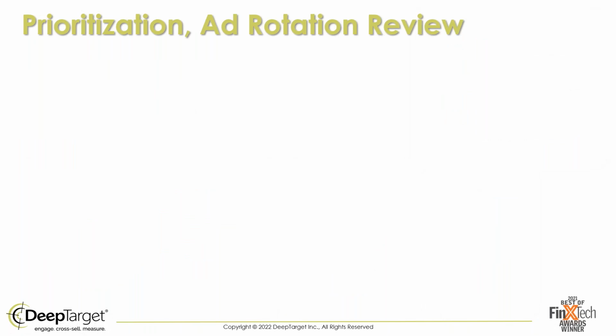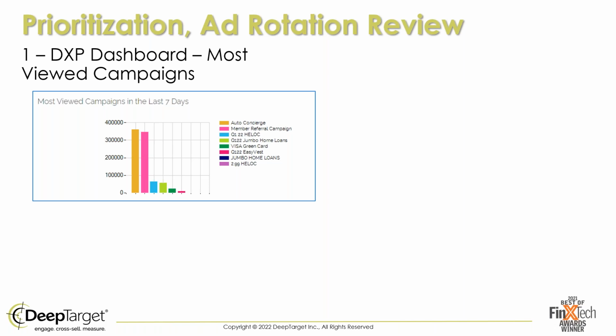And last time we looked at two really important components called prioritization and ad rotation. And we did a little case study where we suggested you watch this closely on your dashboard to see which campaigns are the most viewed in the last 7 days, and are they the two that you want to be viewed. If they are not, and they're missing out on impressions, then there's a couple things we should check.